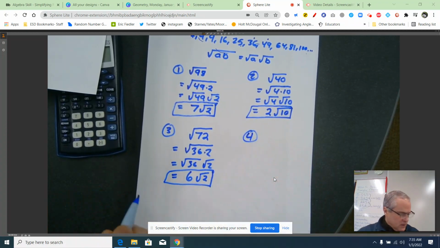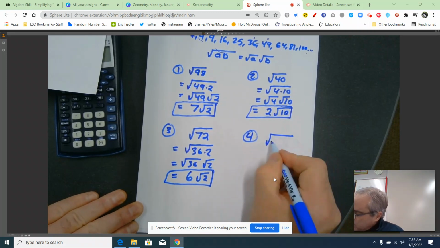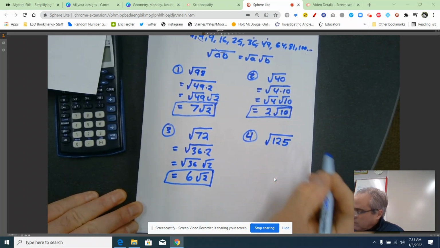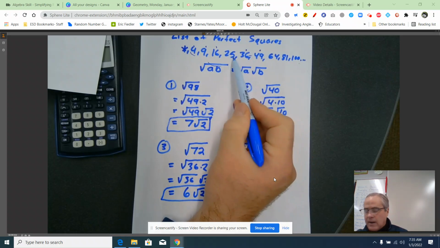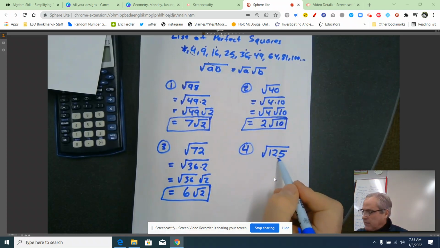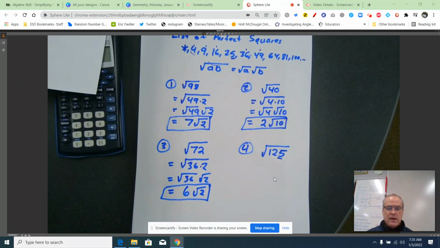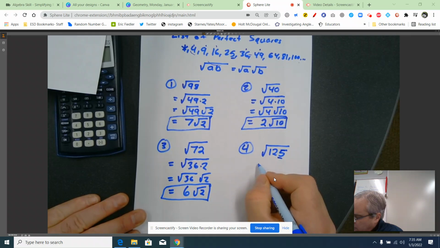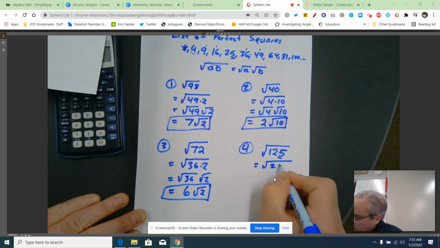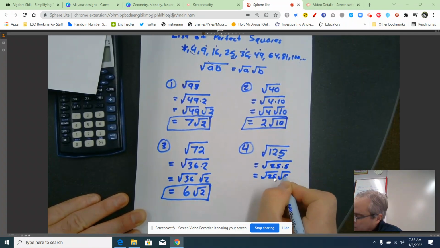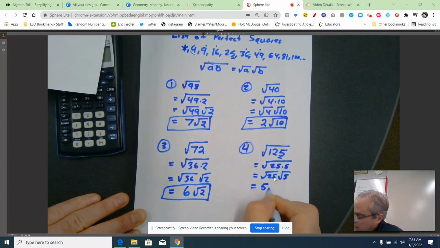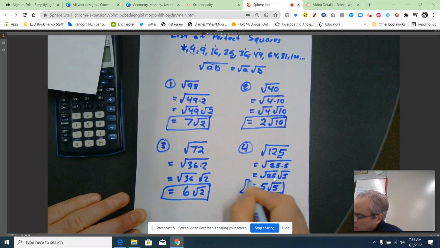Last one. Square root of 125. Ends in a 5. Okay. If none of these numbers go into it, I'm just going to say it is simplified. But I'm wondering about 25. That ending in a 5 drew my eyes immediately. And 4 times 25 is 100, so 5 times 25. So I can write this as the square root of 25 times 5. Break it apart as the square root of 25 times the square root of 5. Square root of 25 is plain old 5. And 5 root 5 is my simplified answer.